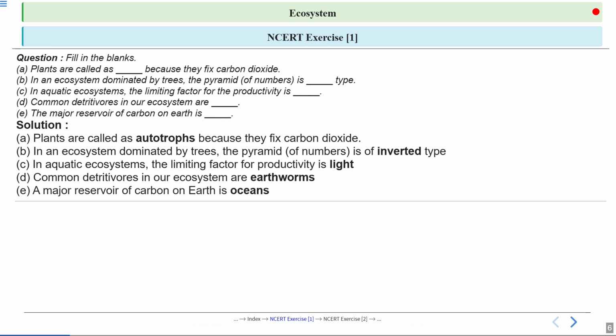Next one, a major reservoir of carbon on Earth is oceans. The oceans act as a major reservoir of carbon on Earth because they contain a large amount of dissolved carbon in the form of carbon dioxide, carbonate ions and other organic compounds. This carbon is stored in water and sediments of the ocean, helping to regulate the Earth's carbon cycle by absorbing atmospheric carbon dioxide and preventing excessive buildup in the atmosphere.